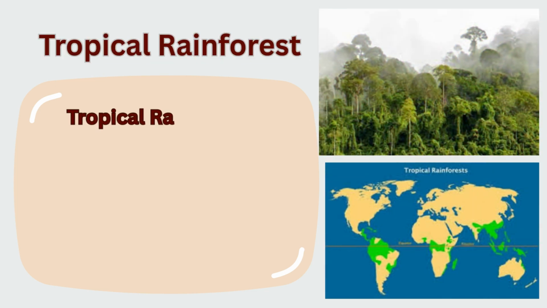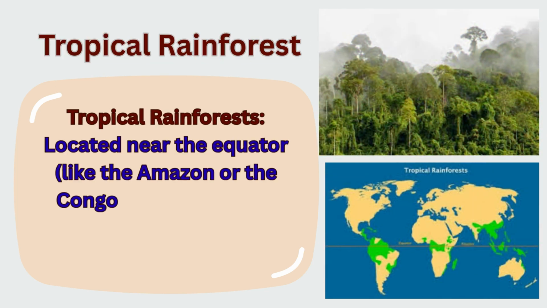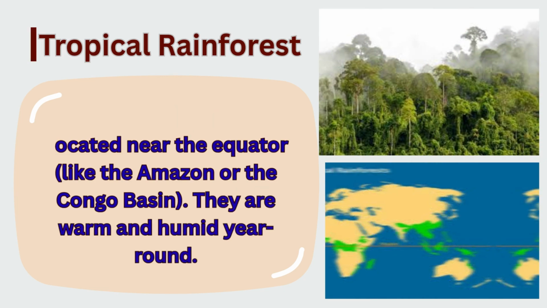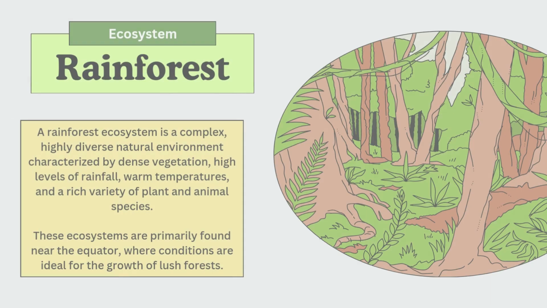Tropical rainforests are located near the equator, like the Amazon or the Congo Basin, and they are warm and humid year round. Temperate rainforests are found in cooler and coastal areas like the Pacific Northwest in the US and parts of New Zealand. They have distinct seasons but still receive massive amounts of rain.